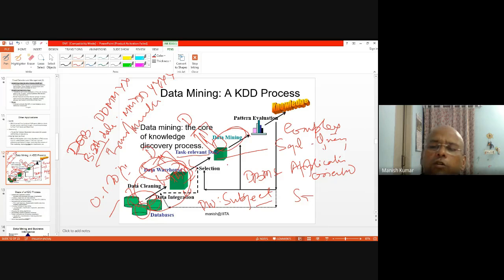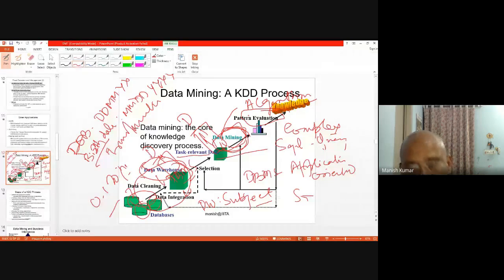This query could be in Java, in C++, in DB2, or in MySQL, whatever is useful for you. And once you have this task relevant data, now I'm looking for data mining. Data mining technique means I'm looking for some algorithm which can be useful for me to implement on this data so that I can get a pattern.